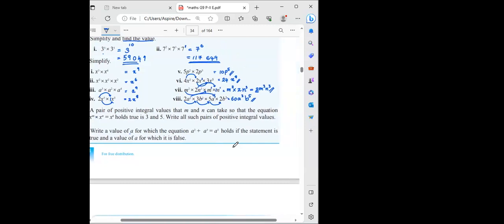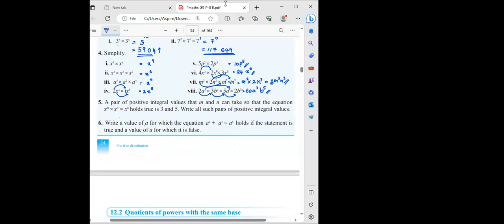So that the equation x to the power of n, wait.